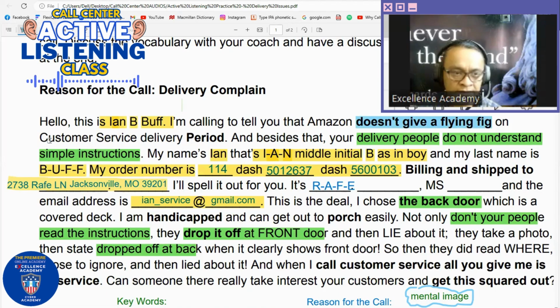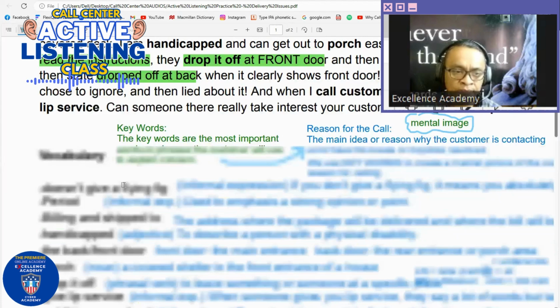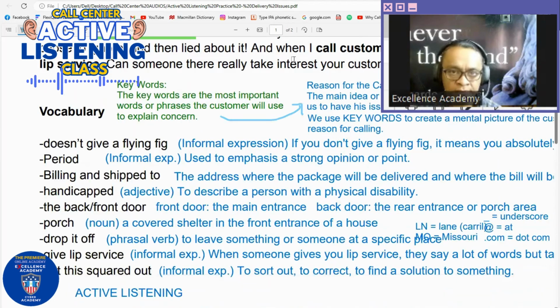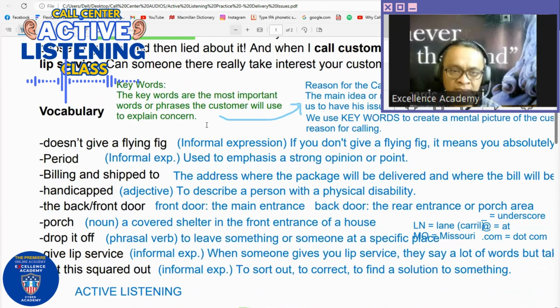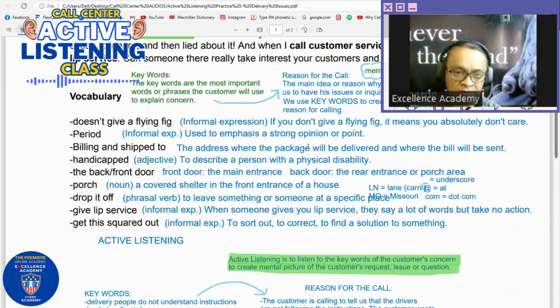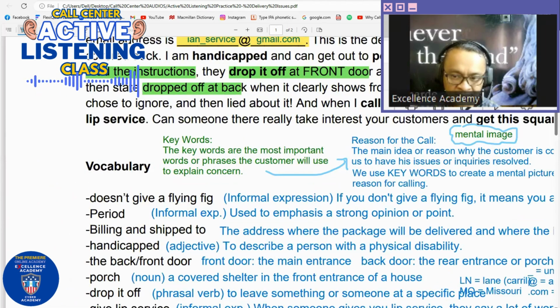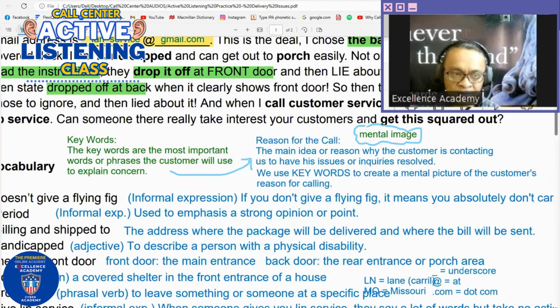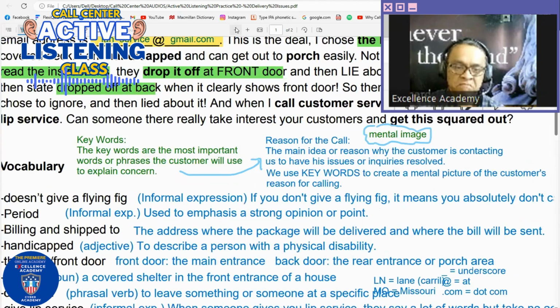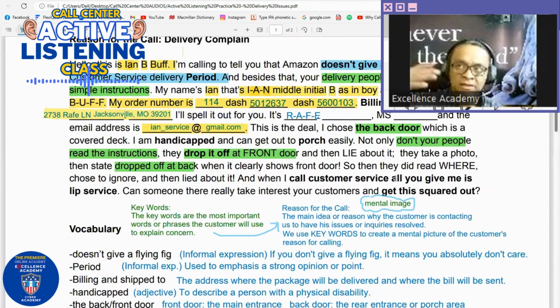So in this sentence, what does the customer mean when he says doesn't give a flying fig? So here in the vocabulary, it says it's an informal, very informal expression. So if you don't give a flying fig, what it means is that you absolutely don't care. It's like, I don't give a flying fig about the government.